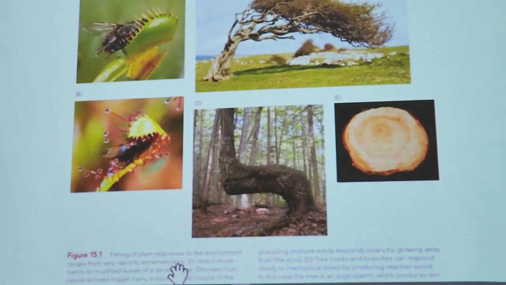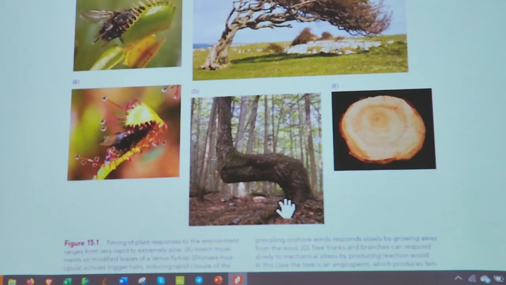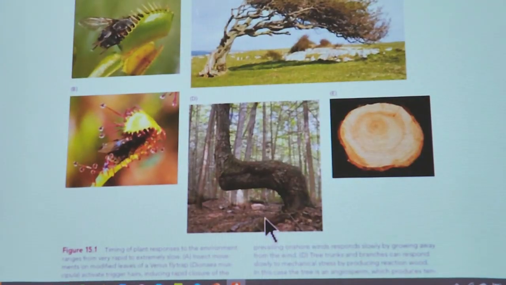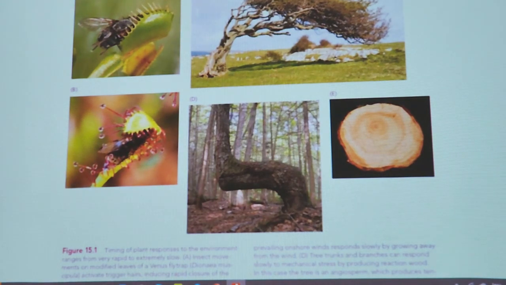Timing of plant responses to the environment ranges from very rapid to extremely slow. Your friends next to you, right? Try to pinch your friend. See the response. Is it slow? Is it fast? Or is it like, oh, it's going to happen anyway later? Try pinch. Is it fast or is it slow?